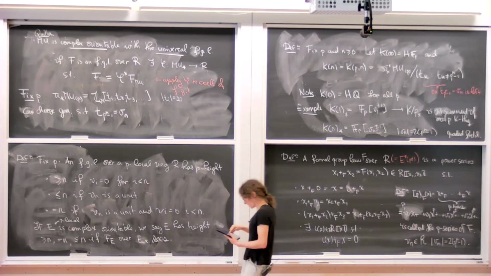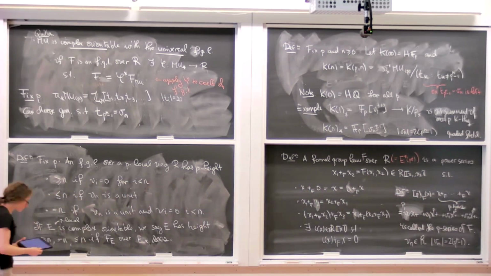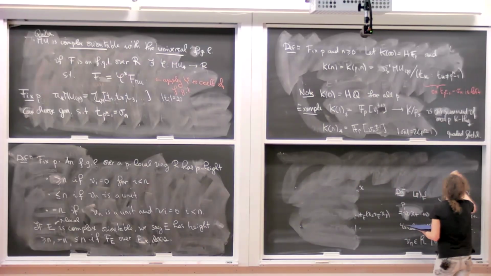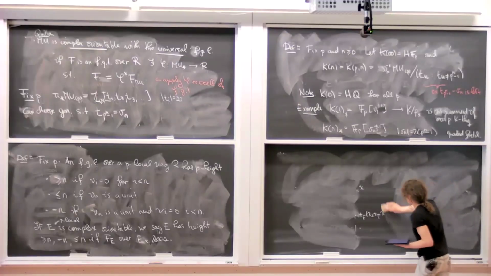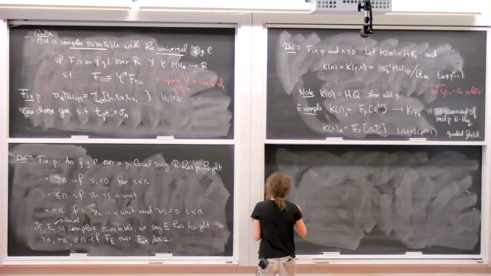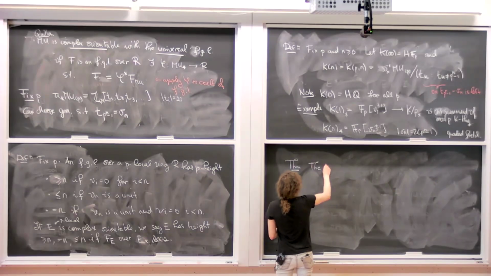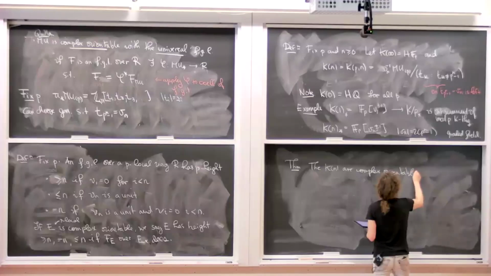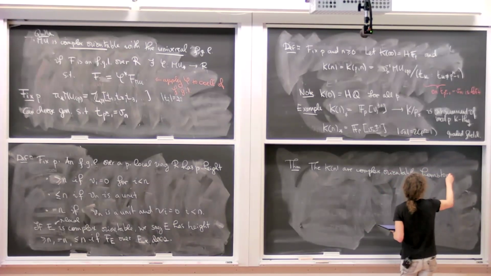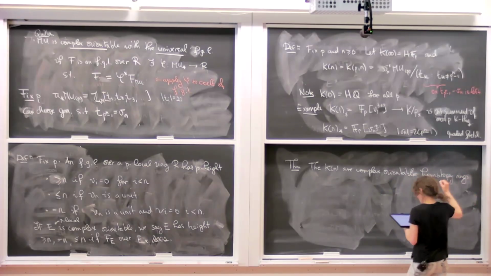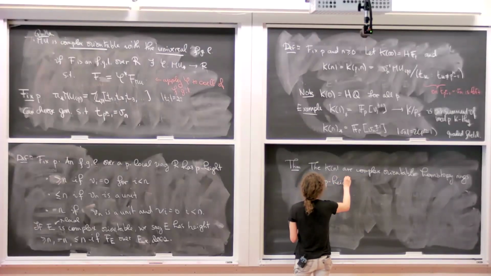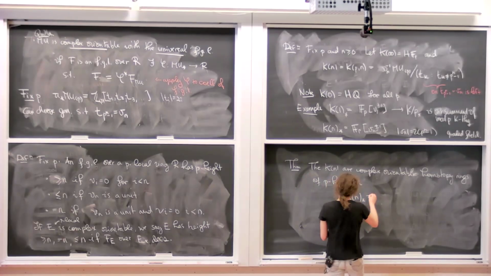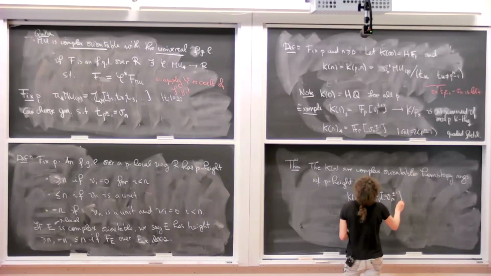Okay, and then I'll state a theorem. The K_n are complex orientable homotopy rings of height n with coefficients equal to what I already wrote.